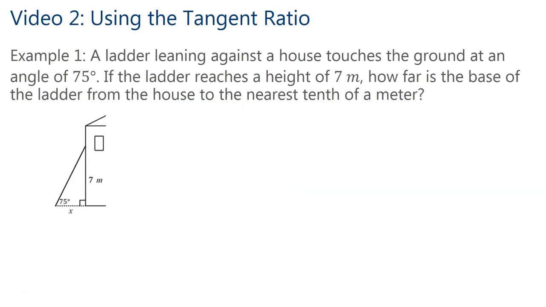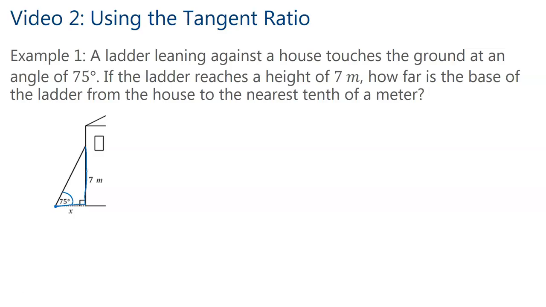In this video, we'll be using the tangent ratio to help us find a missing side length. So example 1. A ladder leaning against a house touches the ground at an angle of 75 degrees. If the ladder reaches a height of 7 meters, how far is the base of the ladder to the house, to the nearest tenth of a meter?